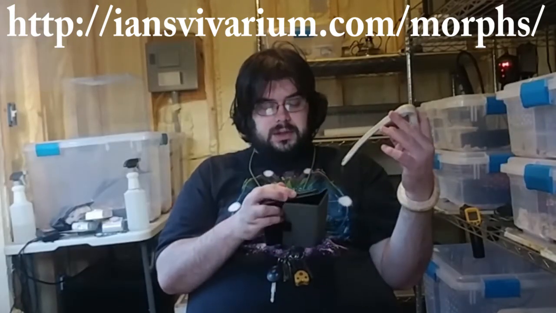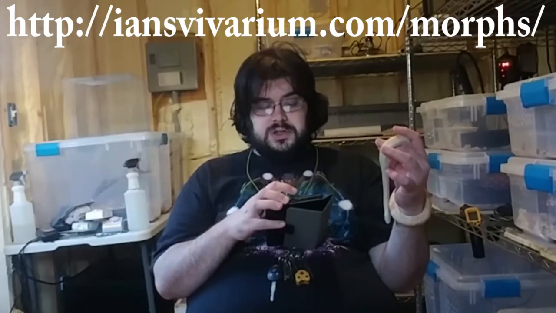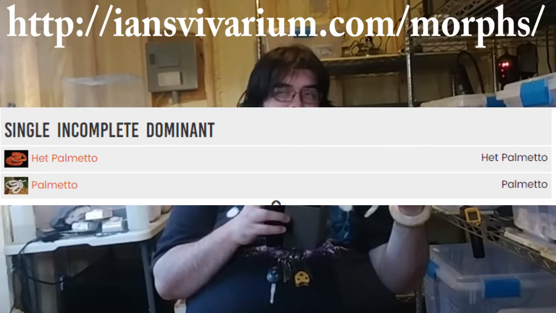Then you see the single recessive genes listed next. So if you had 2 copies of these genes, making it homozygous, this is what the snake would look like. You scroll down further, you see the single incomplete dominant genes, which there's really 1 or 2 genes depending on who you ask.